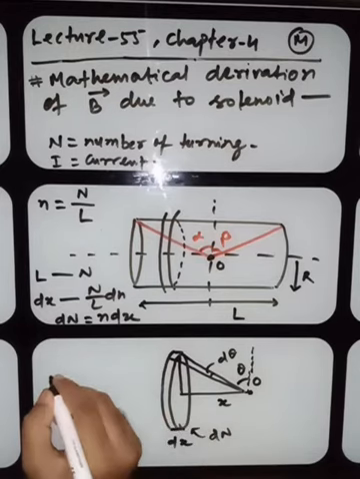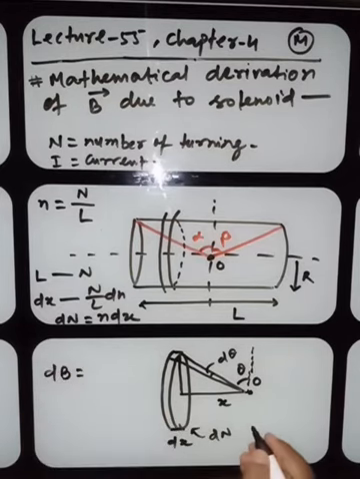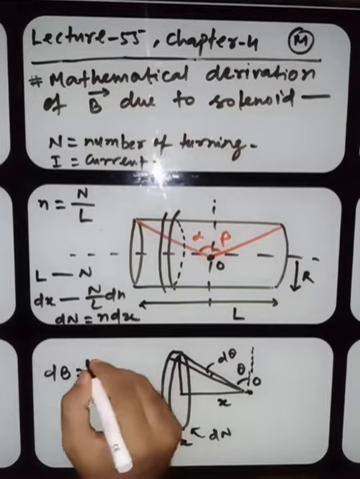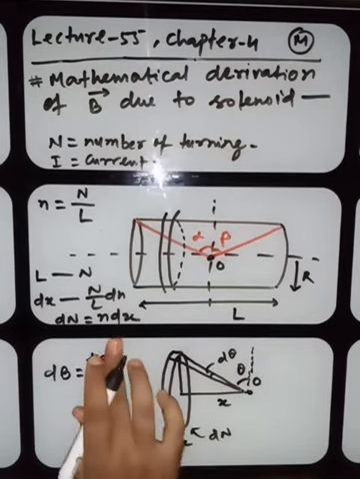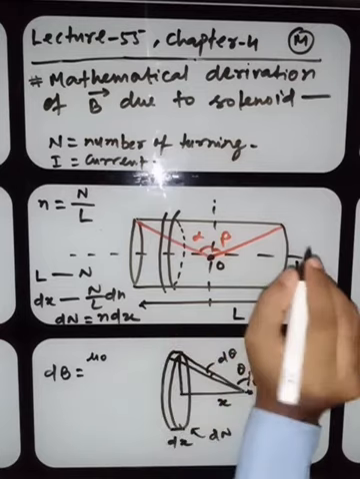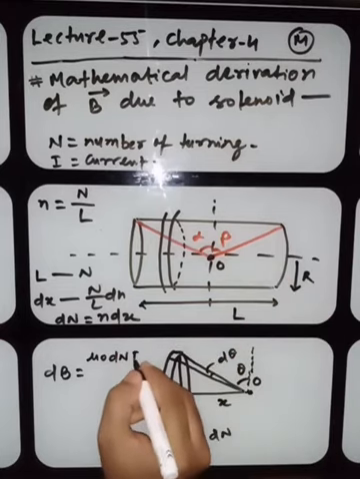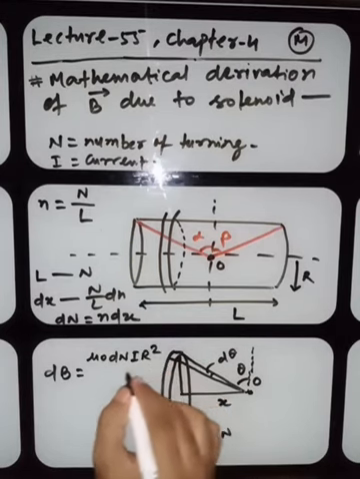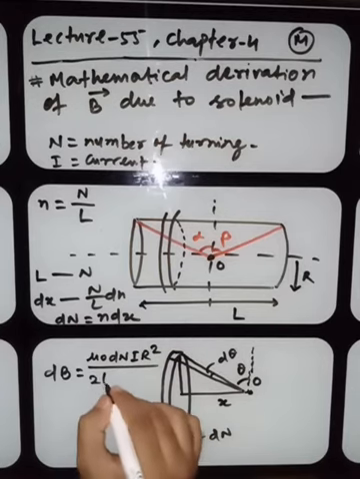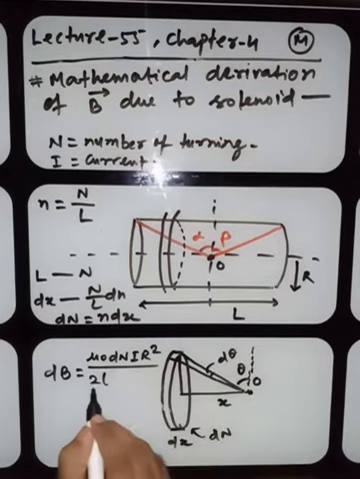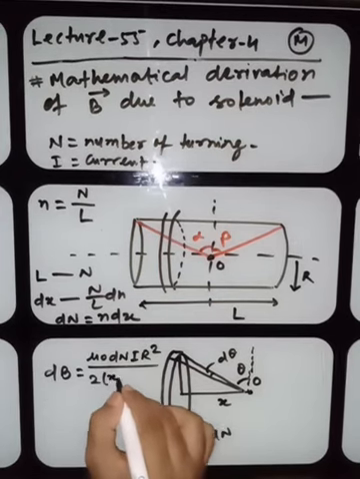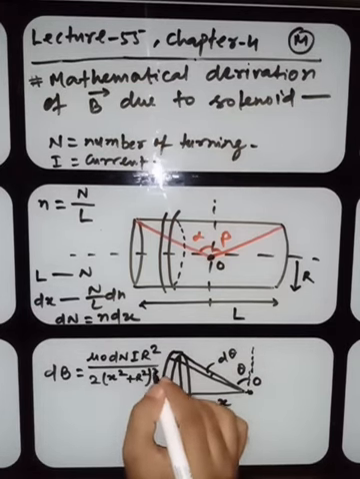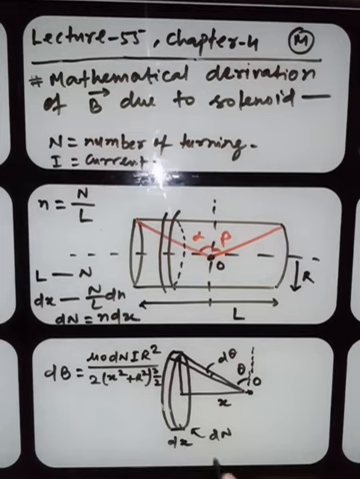It can be written as dB. Suppose at point O we are considering the magnetic field. It is mu naught, do you remember, mu naught n, and here n will be dn, I, the current flowing, and r square, the radius is not going to change, divided by 2 into, x square, this length, plus r square to the power 3 by 2. I hope you remember this one.